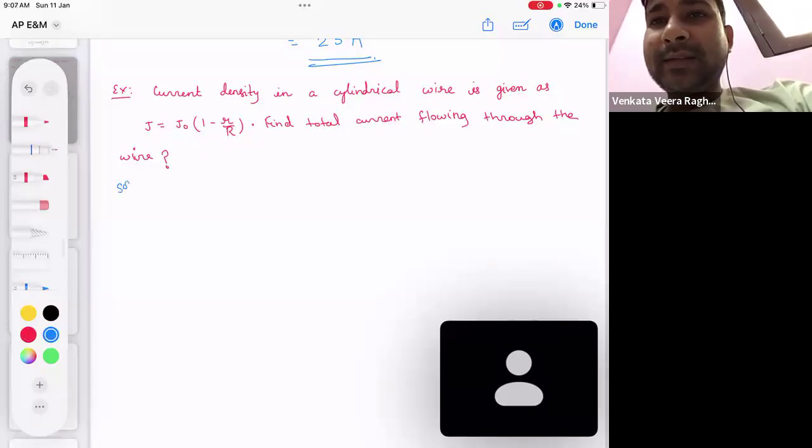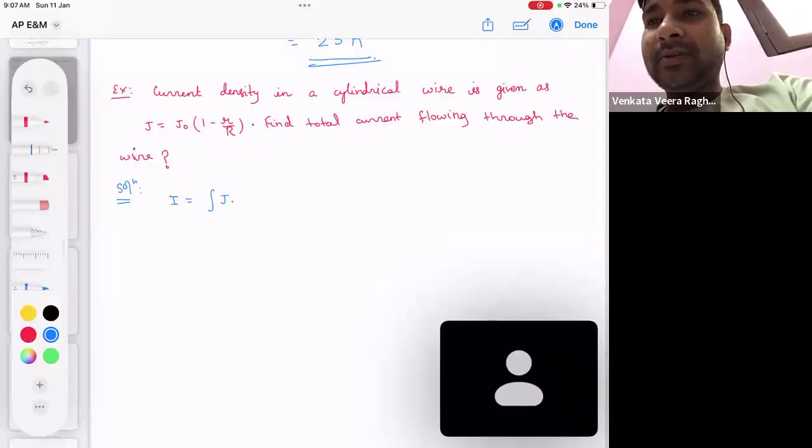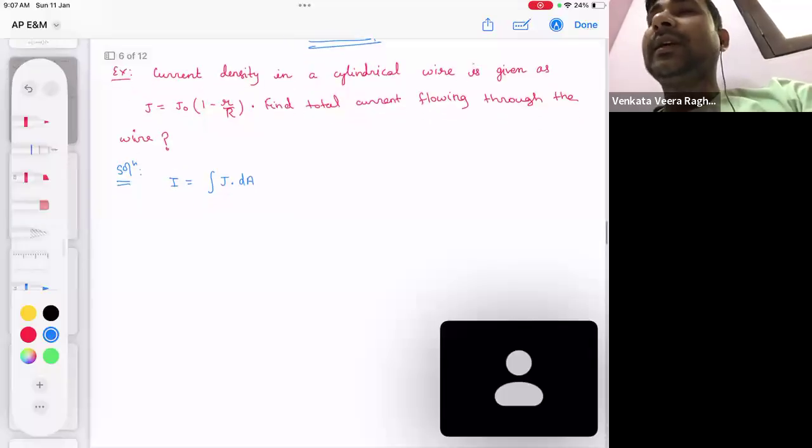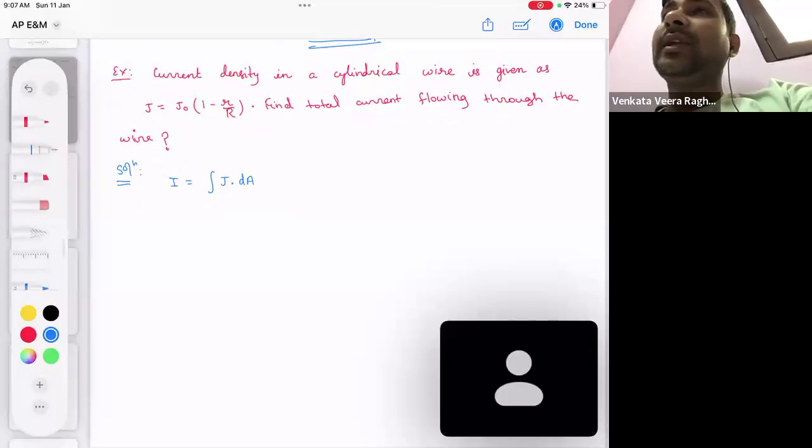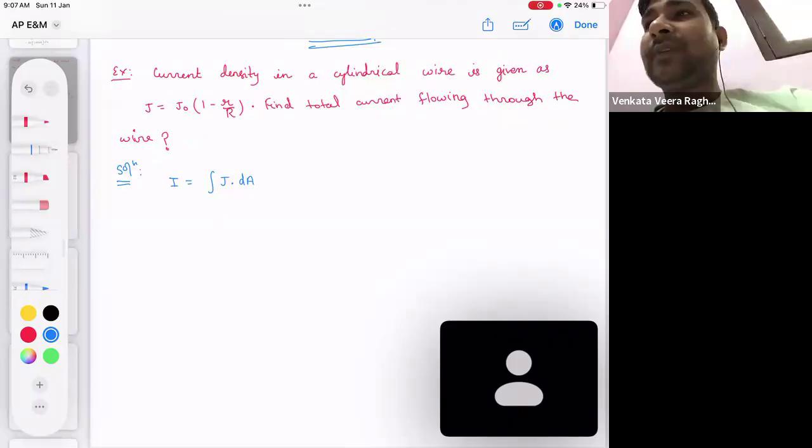See, current density is given to us and we want to calculate the current, and it is a variable current density. So can I say that current will be equal to current density into area, isn't it? But here the current density is variable, so we cannot directly multiply current density into area. We have to first find out the current flowing through a small area, and then integrate it to get the total current.